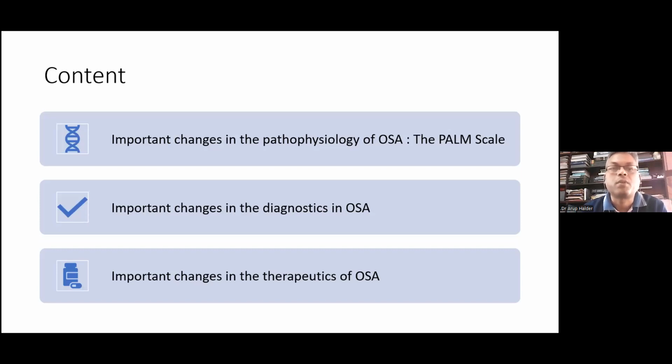One is important changes in the pathophysiology of OSA, and my main discussion will focus on this aspect, which is based on the PALM scale approach. I will also try to cover a little bit on important changes in the diagnostics of OSA and important changes in the therapeutics of OSA.